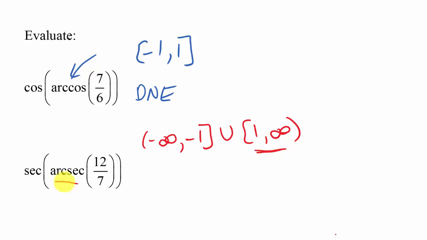Well, anytime you take the arcsecant of something, it says what angle has this for a secant value, and then you take the secant of that, and so those will undo each other, and our answer will be 12/7.